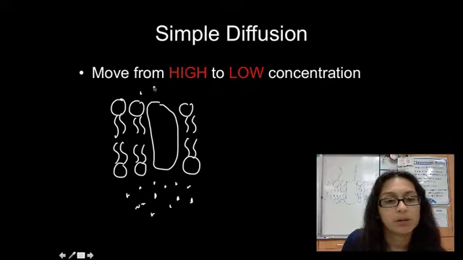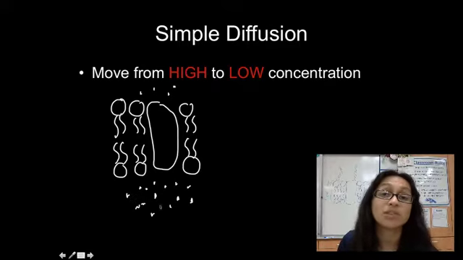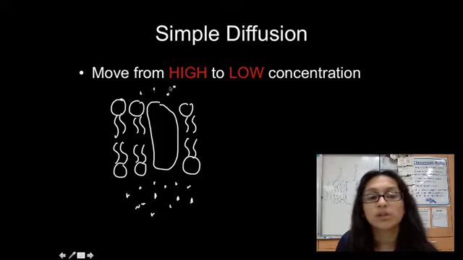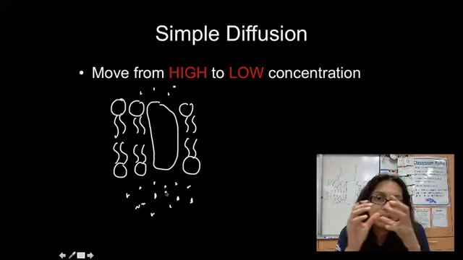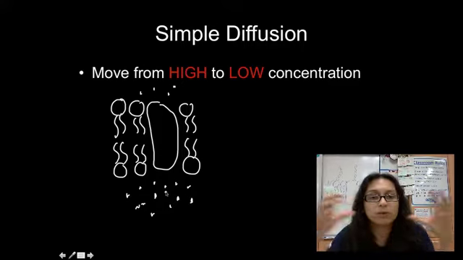And on this side, I'm going to put a low concentration, which means very little. So high concentration means a lot of a molecule. Low concentration means a little bit of a molecule. Because of molecular interactions, different charges and stuff like that, molecules don't like being bunched up together when there's a lot of them. They prefer to spread out.